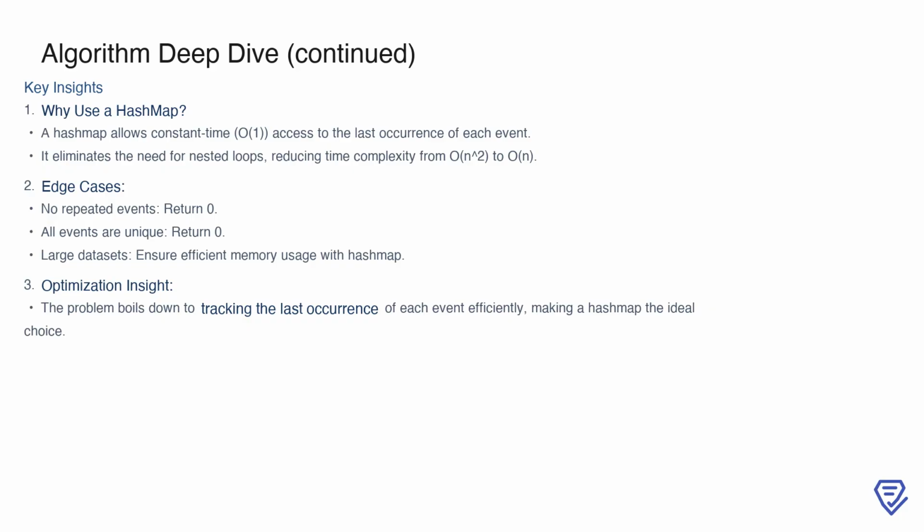There are also some important edge cases to consider. If there are no repeated events in the array, we should return 0, as no gaps exist. Similarly, if all events are unique, the output should also be 0. For large datasets, the hash map ensures efficient memory usage since it only stores entries for unique events. The key insight here is that the problem boils down to efficiently tracking the last occurrence of each event, which makes the hash map an ideal choice.